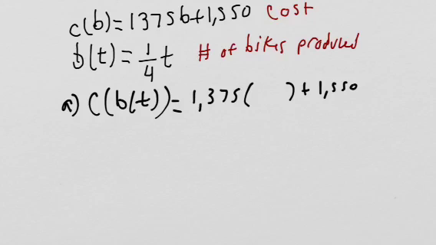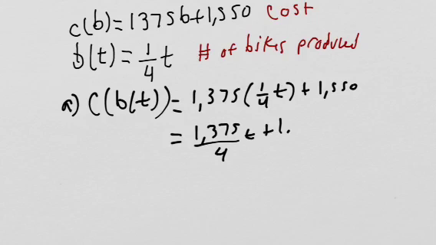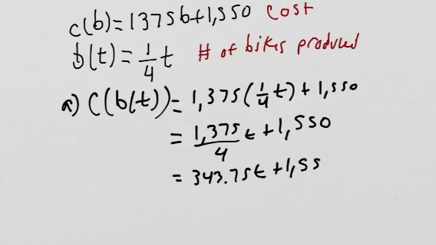Okay, so we're going to plug in 1/4 t. It's going to be equal to 1,375 over 4t plus 1,550. So I guess we should figure out what 1,375 over 4 is, but you can just leave it in that fraction form too. It's not a big deal as long as you can use it to calculate. Okay, so I got 343.75, so we get 343.75t plus 1,550.